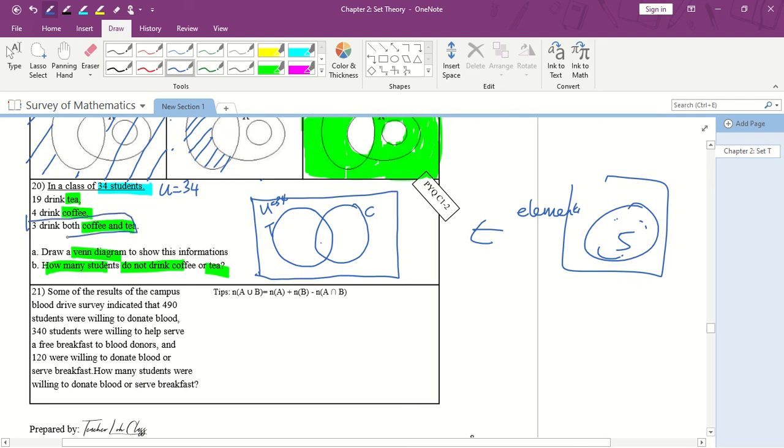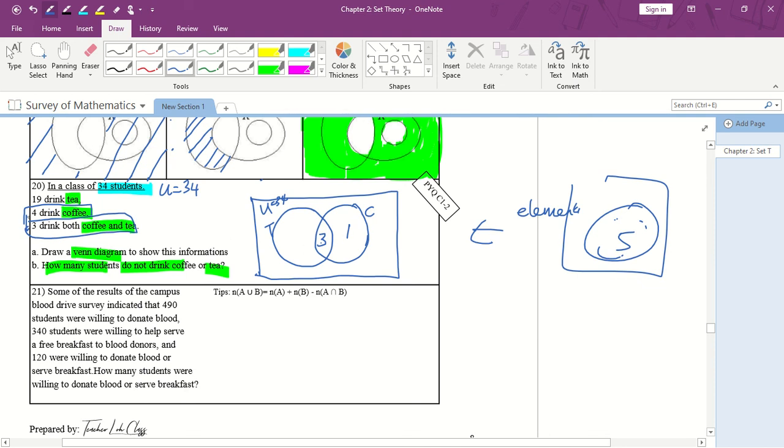3 drink both coffee and tea. So this is tea, this is coffee. So the region which drinks both is 3. And the next one, 4 drink coffee. So in this region, drink coffee, it has 4. However, we have 3 here already. So 3 plus 1 is equal to 4 in total. So we write 1 here. Okay? Is it okay? Fine. Because there are 4 people who drink coffee, so we put 1 here.